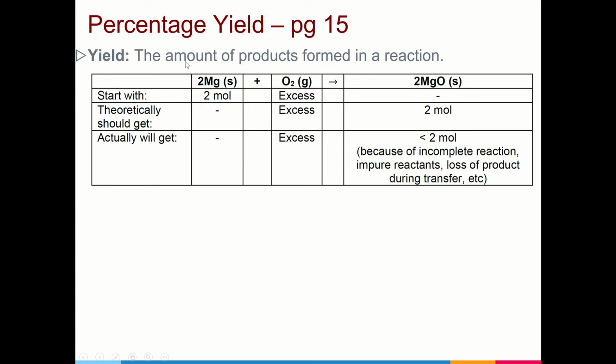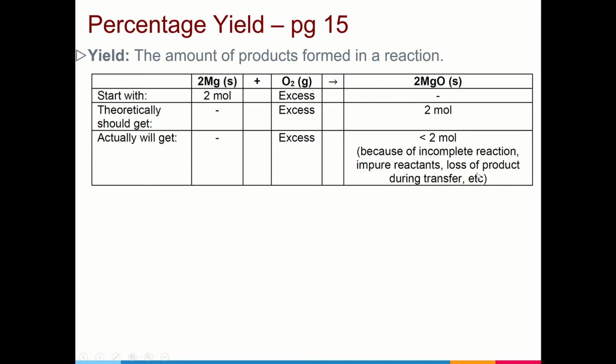In this reaction, magnesium reacts with oxygen to form magnesium oxide. Theoretically means on paper, by right. When I react 2 moles of magnesium with excess oxygen, the mole ratio will be 2:2. So theoretically, I should get 2 moles of magnesium oxide. But in actual fact, I'll get less than that. There can be many different reasons: incomplete reaction, impure reactants, loss of product during the reaction when I transfer from one apparatus to another, maybe you spill something. All these are probable reasons why we don't get 100% yield.